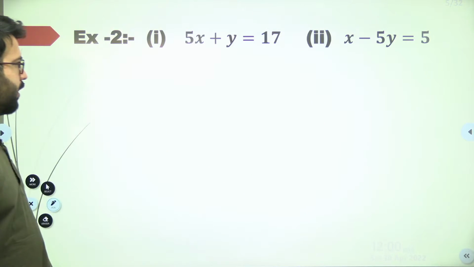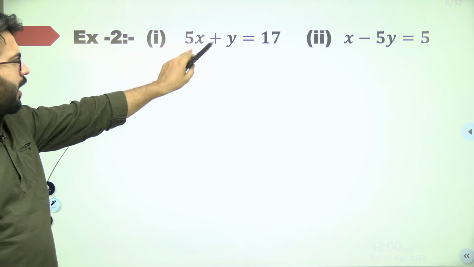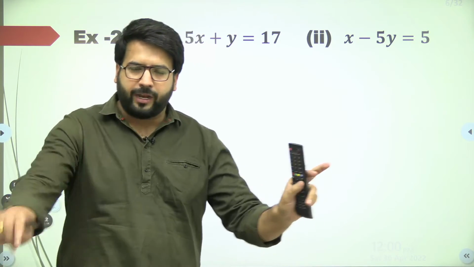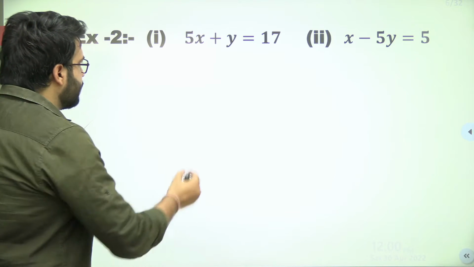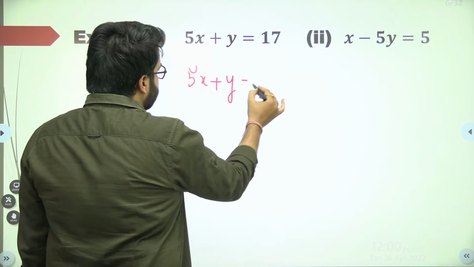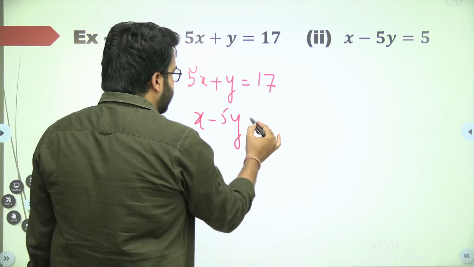Now we are moving forward. One more example. Let us see this example. In this equation, 5x plus y is equal to 17, x minus 5y is equal to 5. So we have to solve these two equations. First we will write down 5x plus y is equal to 17. This is the first equation. And the second equation is x minus 5y is equal to 5.